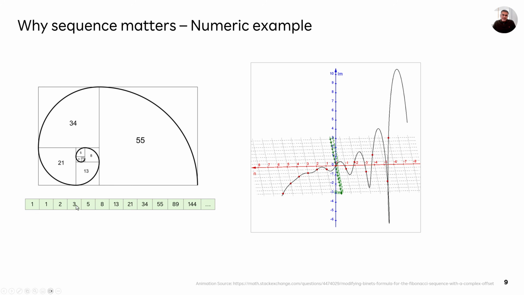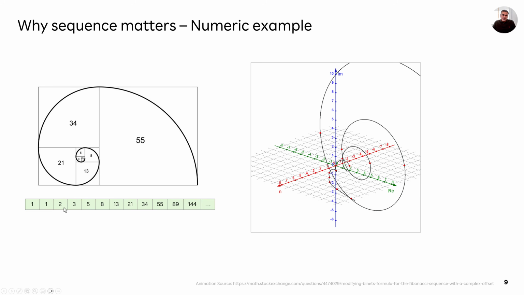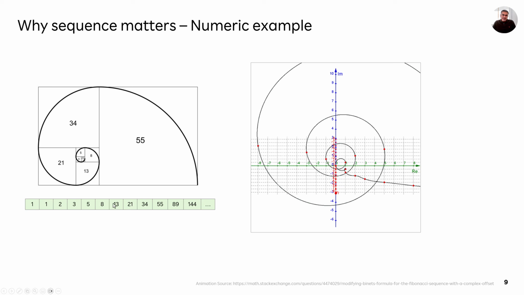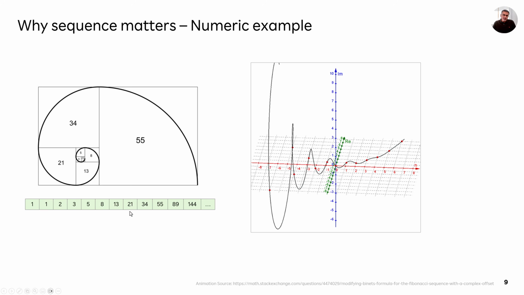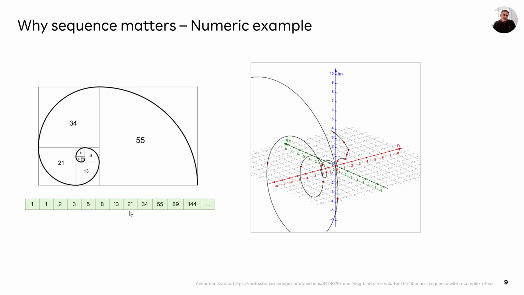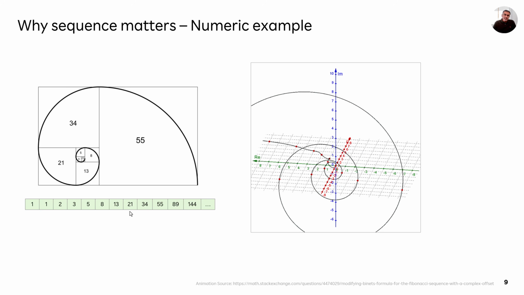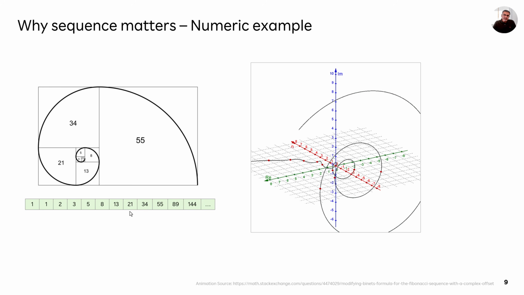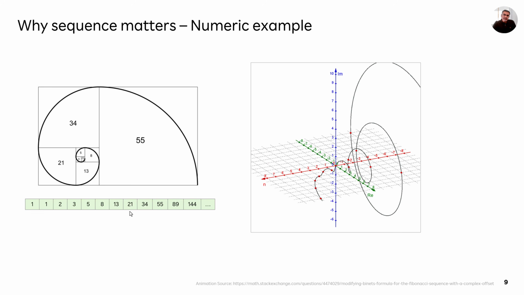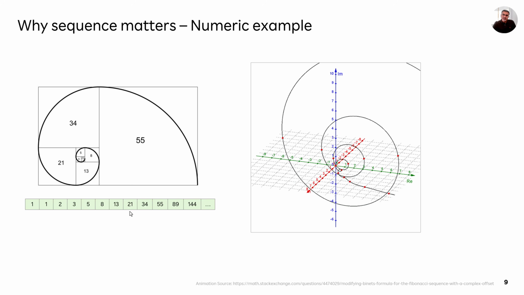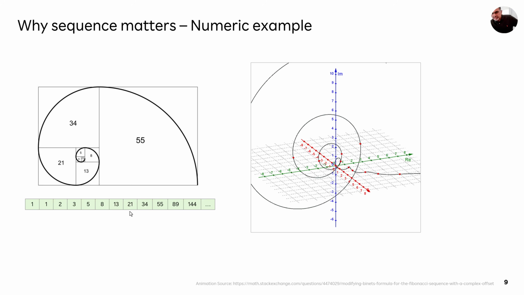So 8 is made up of adding 3 and 5, 5 is made up of adding 2 and 3, let's say 21 is made up of adding 8 and 13, and so on. So essentially, at any given point in time, if you want to make a prediction, you have to know what has happened before it, because the current number that you're predicting depends on the order and the values that appear before it. So there are types of data where this is important.